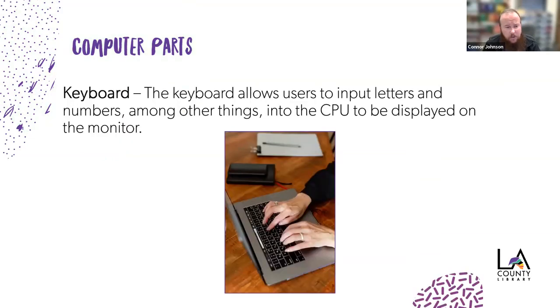And then the keyboard. The keyboard is definitely one of the main ways that we interact and input information. Letters, numbers, symbols, anything on that keyboard allows the CPU to display that on the monitor. Along with mice, these are really the primary means of input.